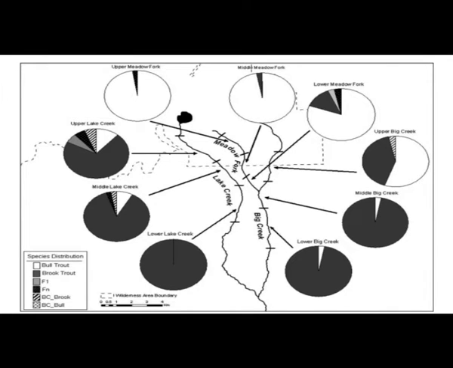Bull trout and hybrids were only found in middle and upper Lake Creek. The greatest number of hybrids, 10, was observed in Lake Creek. Most of the fish sampled in Big Creek were genetically identified as brook trout. The majority of the brook trout in Big Creek were found in the lower end of the section.